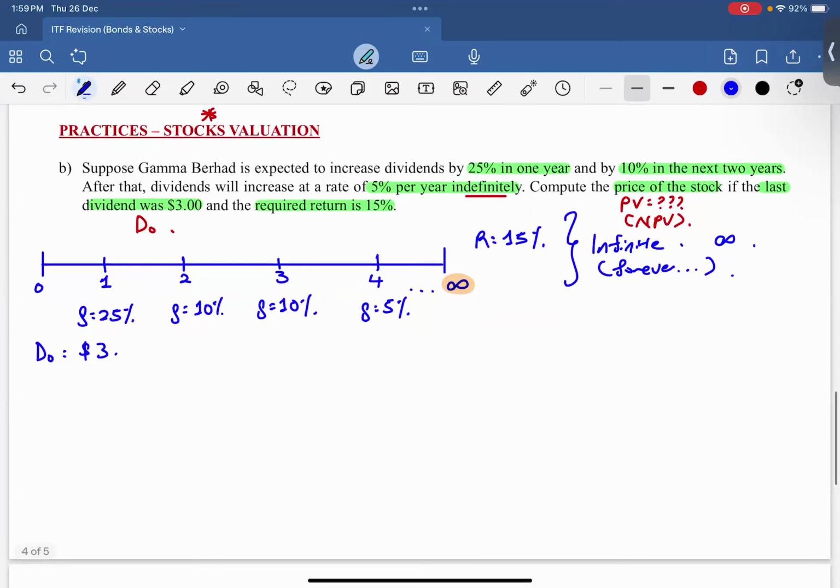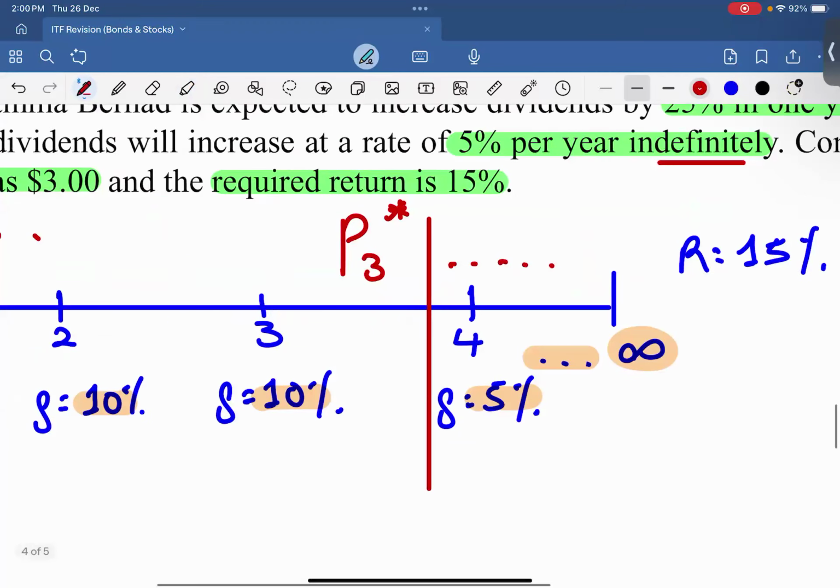Now we can calculate already. Here is what we call supernormal growth, because the growth rates are different. But from year 4 onwards, it's the same forever. So from year 4 onwards, only then can I use the constant growth method. So I can calculate P3 later, using the constant growth method, because from year 4 onwards it will be constant growth.